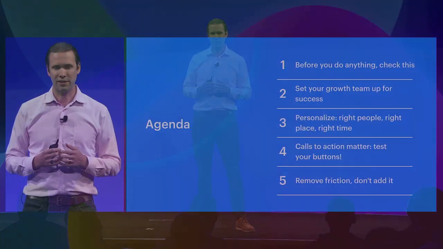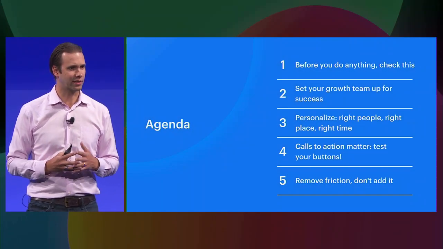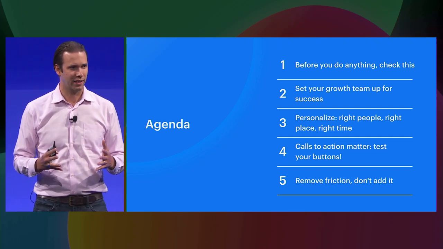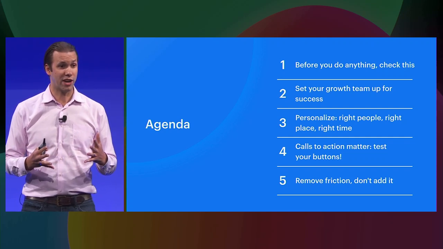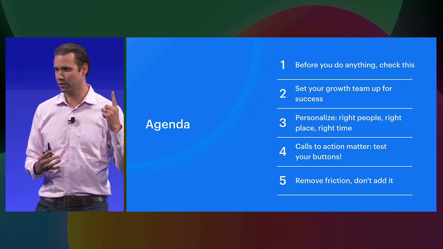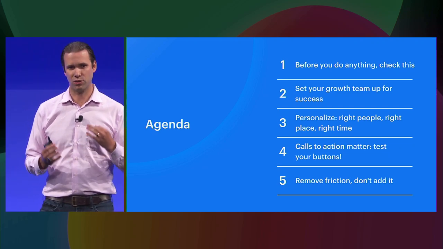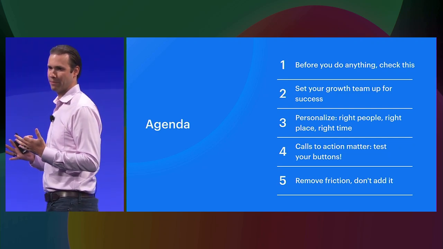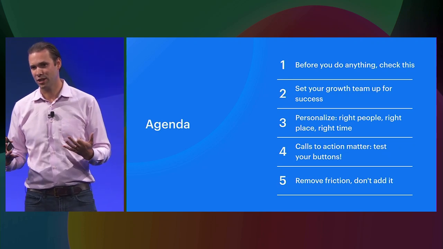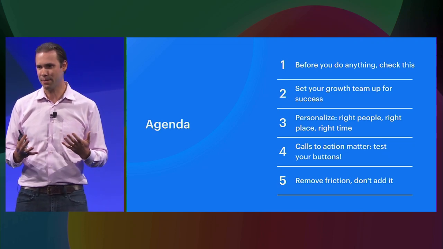But before we get to any of that detail, before we talk about examples or tactics, there's some really important things that we need to cover first. Because none of this stuff works in the first place if we don't check one crucial graph. So I'll show you that graph and how to think about it. And then we'll talk a little bit about team.